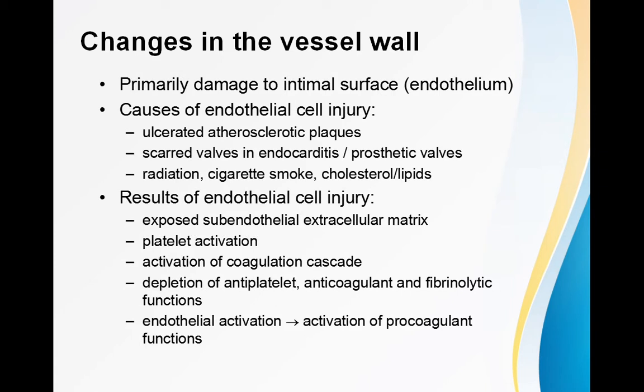Changes in the vessel wall, primarily damage to the intimal surface. Causes of endothelial cell injury: ulcerated atherosclerotic plaques, scarred valves in endocarditis or prosthetic valves, radiation, cigarette smoke, cholesterol or lipids. Results of endothelial cell injury: exposed subendothelial extracellular matrix, platelet activation, activation of the coagulation cascade, depletion of antiplatelet, anticoagulant and fibrinolytic functions, and endothelial activation leading to activation of procoagulant functions.